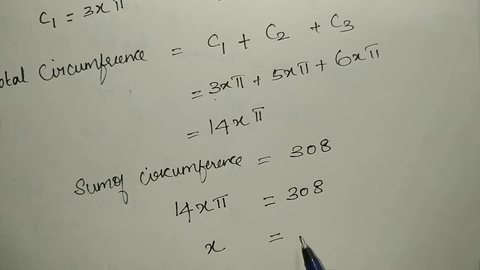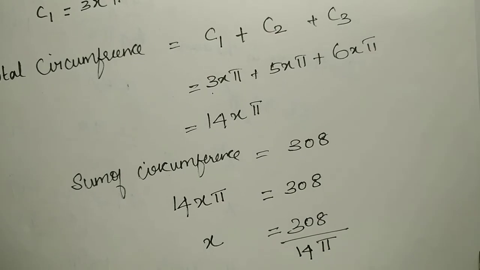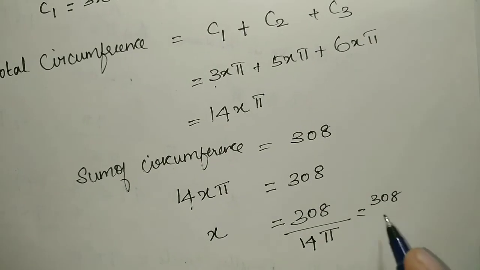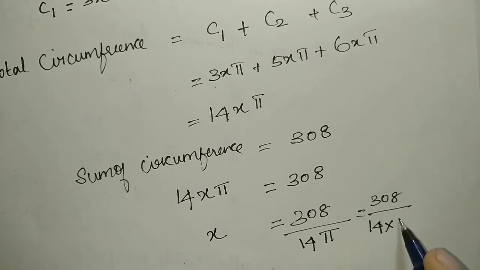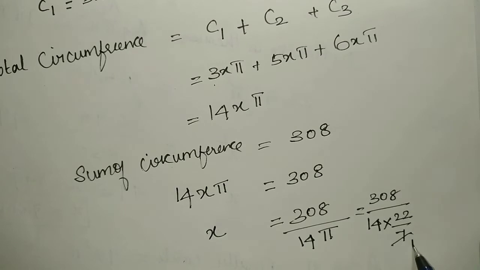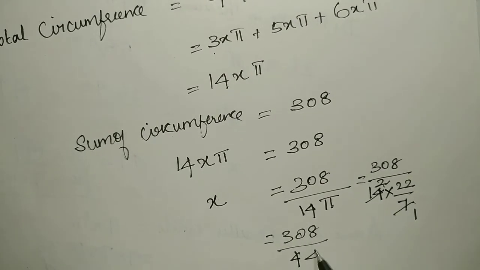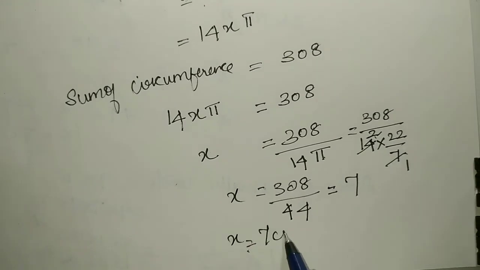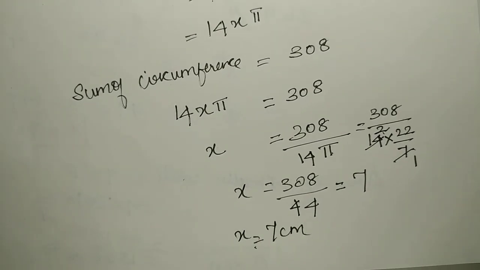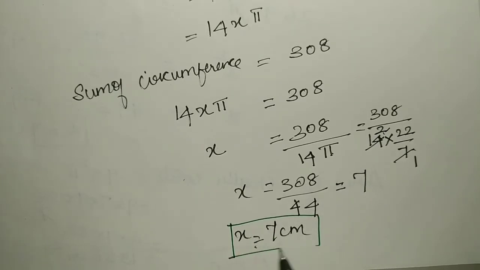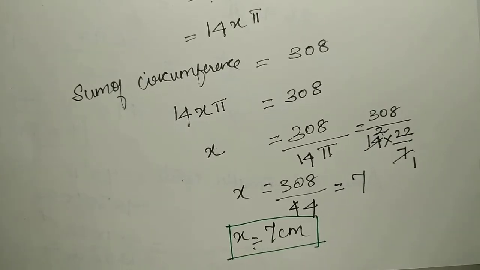x is equal to 308 divided by 14, with pi in the denominator. So, 308 divided by 14 into, what is pi? 22 by 7. Cancel. 7 ones are 7, 7 twos are 14. So, it will be 308 divided by 2 into 22, 44. Cancel. By the 2 table you will get 7. x is equal to 7. You can check the calculation. So, we have got the value x is equal to 7.